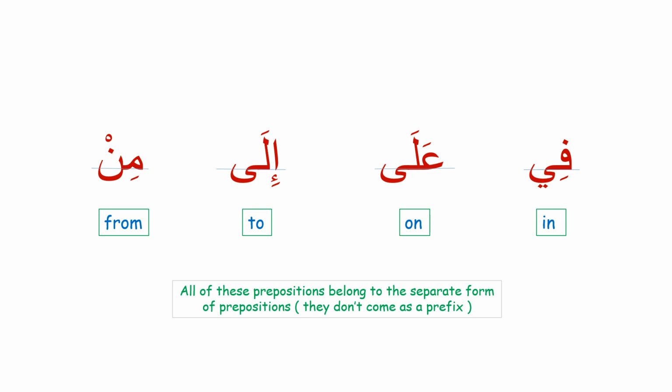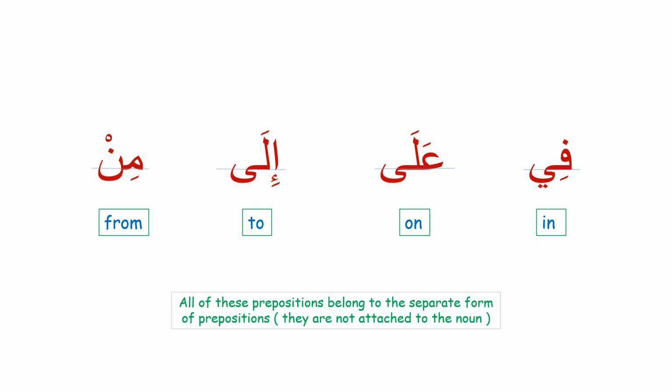في, على, إلى, من. As you can see, all of these have more than one letter, so don't get confused by the name of the part of speech they belong to. Again, في, على, إلى, من. And as you can see, these are pretty easy to remember.